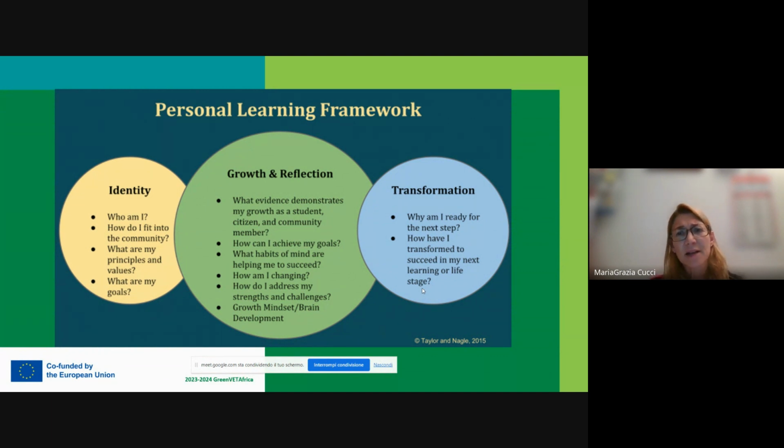And then the next step for the first part of the talent is transformation. Why I am ready for the next step. This is about the motivation. What is the motivation? We come back to the values, of course. We come back to the principles.